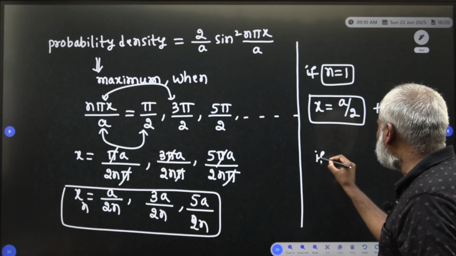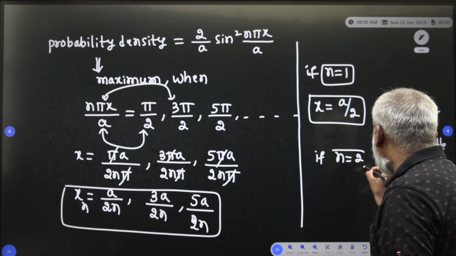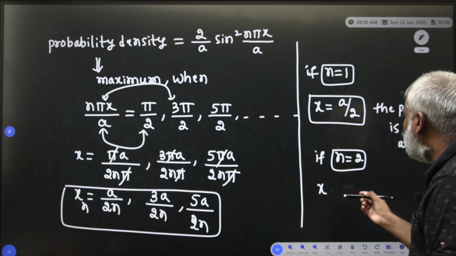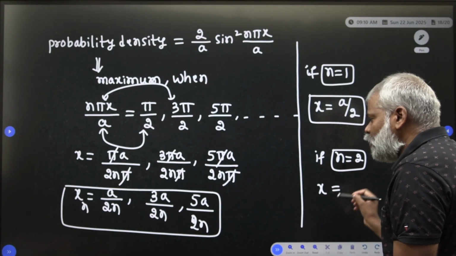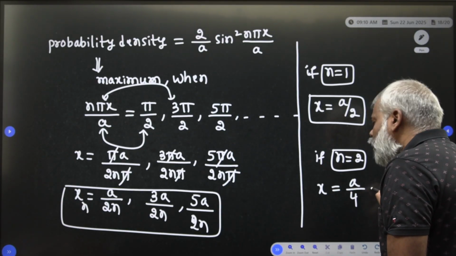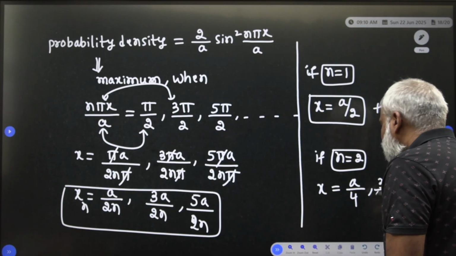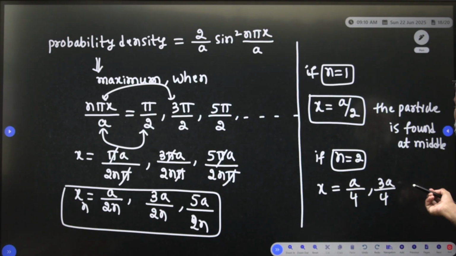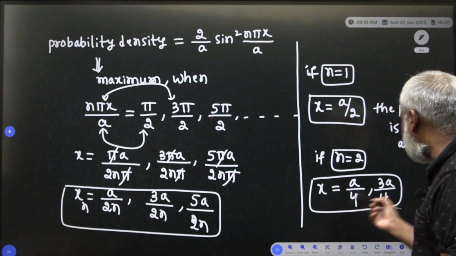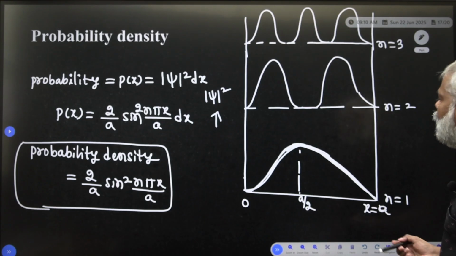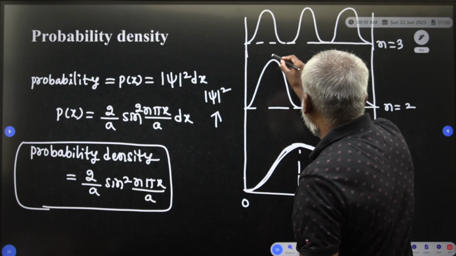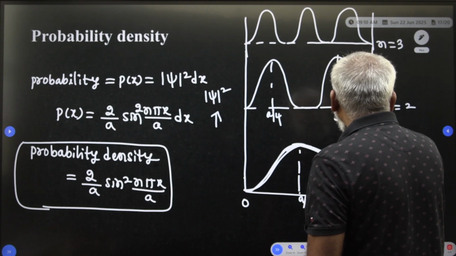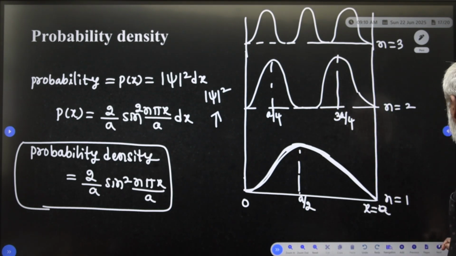If n is equal to 2, what is going to happen? You get two values for x2: a/4 and 3a/4. So the particle is found at a/4 and 3a/4, that is, at two places.